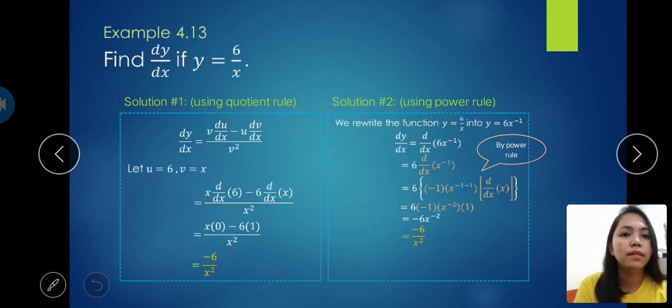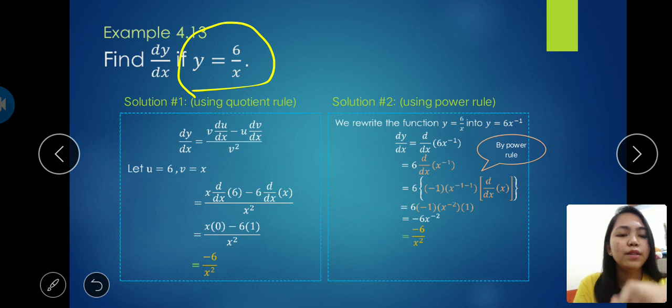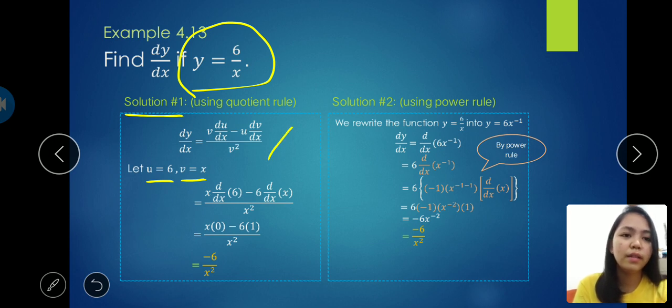So, next example. Let's say we have the function y is equal to 6 over x. For the first solution, we use the quotient rule. So, we have u is equal to 6, then v is equal to x. Follow lang ulit natin itong standard formula. Substitute nyo lang yung mga corresponding values.